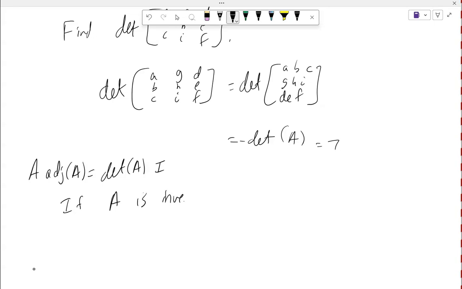If A is invertible, then we can also write the inverse of A as 1 over the determinant times its adjoint. So it gives us an alternative formula, albeit a very, very messy formula. It's very computationally expensive to calculate an inverse this way, but it does give you a formula for the inverse in this fashion. All right.